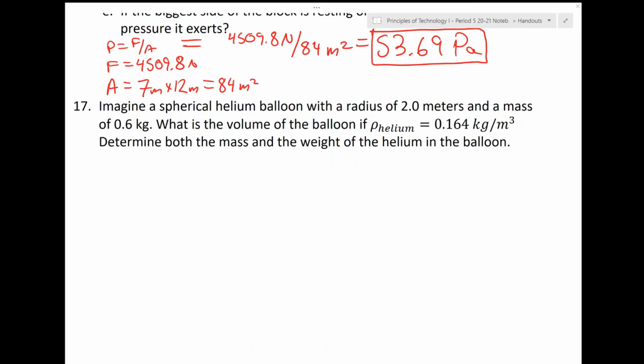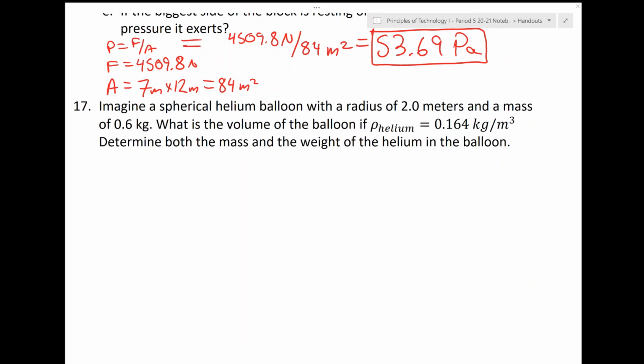Lastly, number 17. Imagine a spherical helium balloon with a radius of 2 meters and a mass of 0.6 of a kilogram. What is the volume of the balloon if the density of helium is 0.164 kilograms per cubic meter? Determine both the mass and the weight of the helium in the balloon.